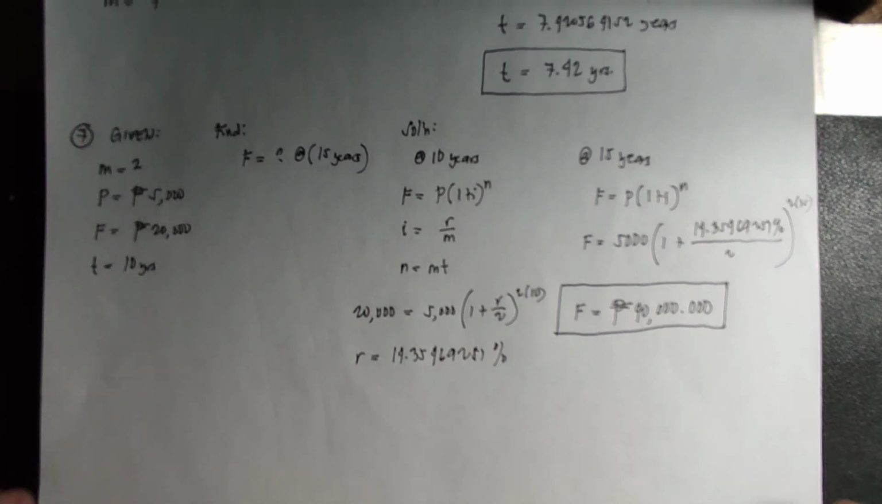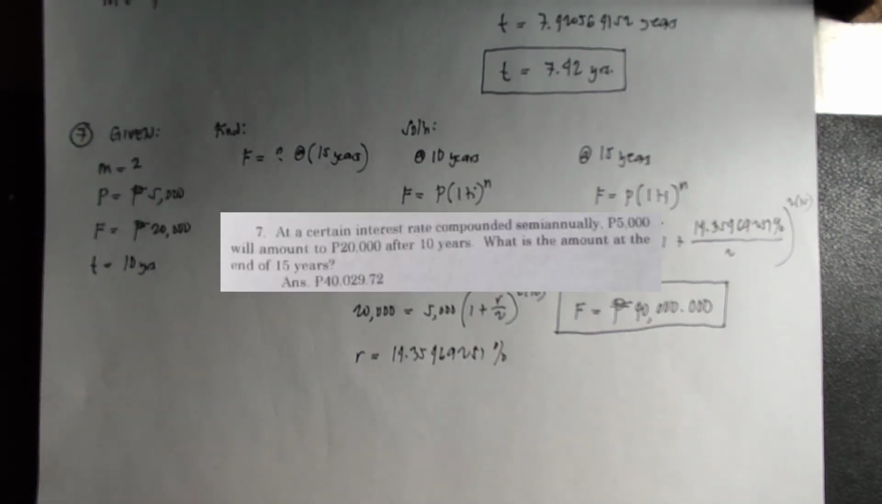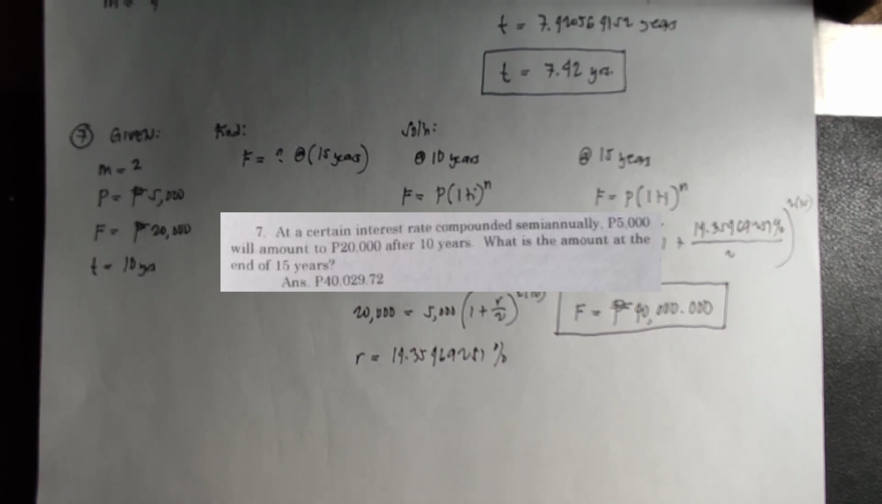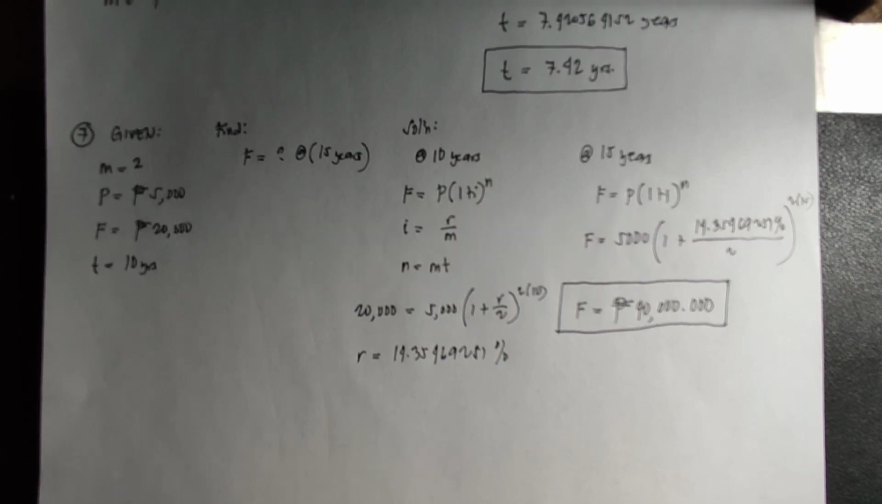So for number 7, at a certain interest rate compounded semi-annually, 5,000 pesos will amount to 20,000 pesos after 10 years. What is the amount at the end of 15 years? So the given is m is equal to 2. Then our P, or our principal, is equal to 5,000 pesos. Our F is equal to 20,000 pesos. And our t is equal to 10 years. We are tasked to find the F after 15 years.